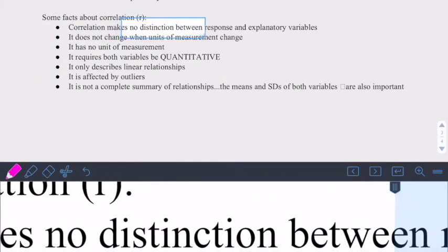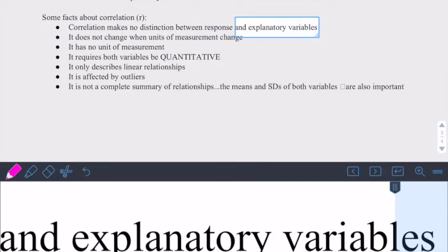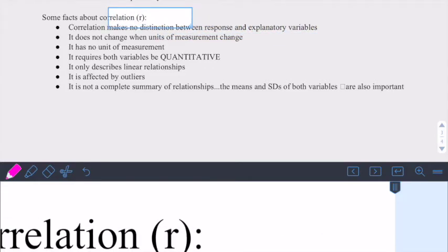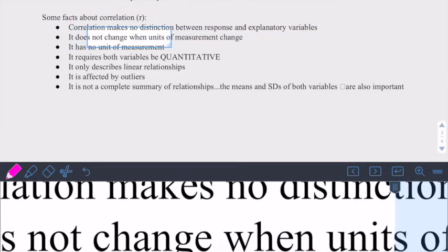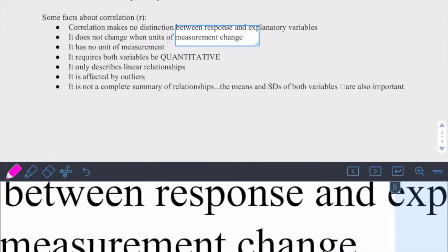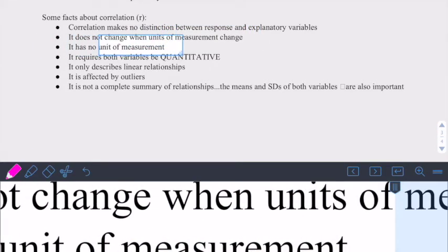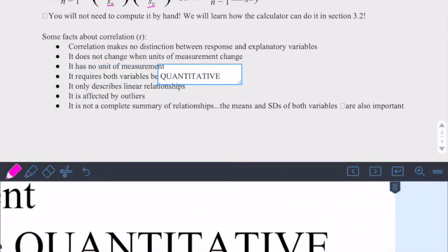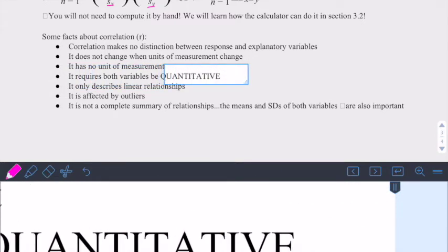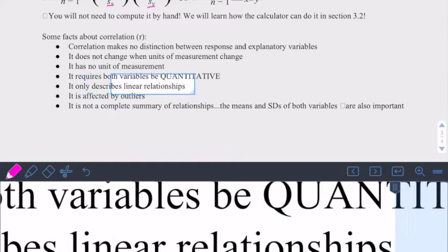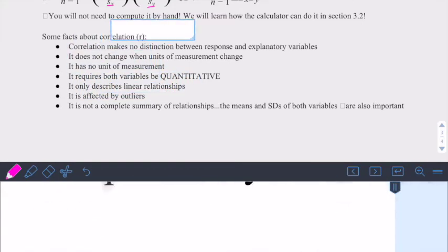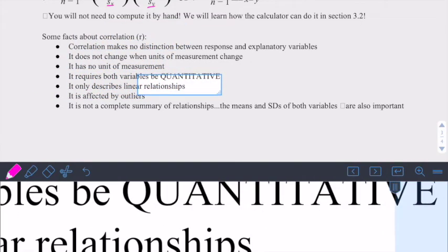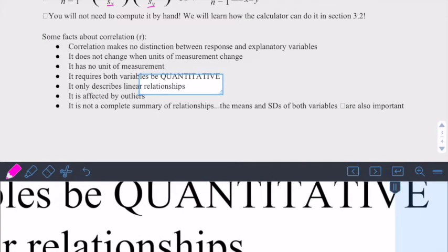So here's some facts. Correlation makes no distinction between response and explanatory variables. So if you switch them, R would stay the same. It does not change when units of measurement change. It has no measurement unit. It requires both variables to be quantitative, right? Remember, not categorical variables. The categorical variables we use the chi-squared test on. It only describes linear relationships, so we can't use R for other things like quadratic or exponential.